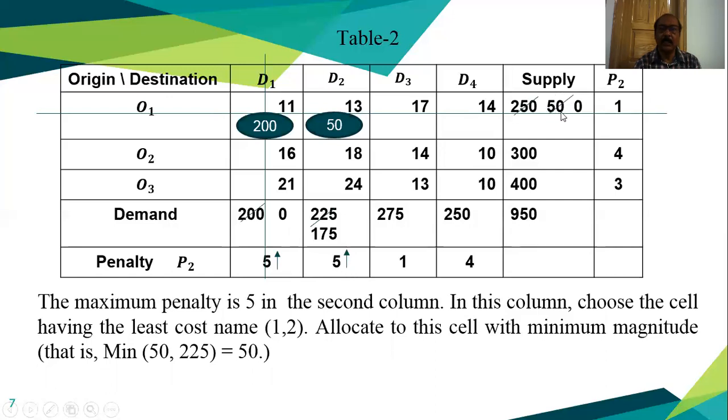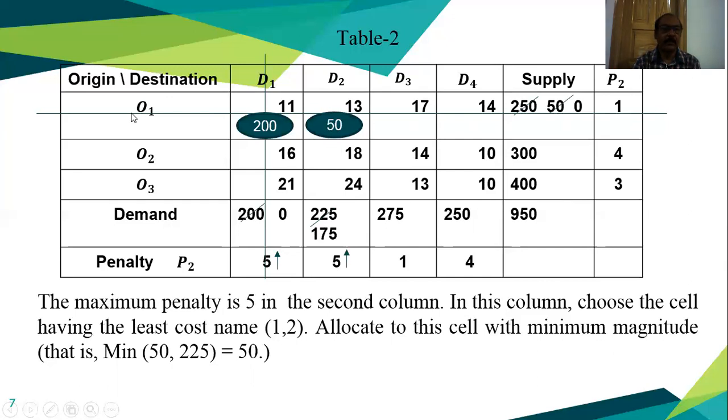Now, how much is left here? 50, and here how much? 225. So the minimum of 50 and 225 is 50, and we are allocating it in cell 1, 2. After allocating the 50 here, how much is left available corresponding to origin 1? 0. And how much demand is left after taking the 50 unit allocation in cell 1, 2? 175.